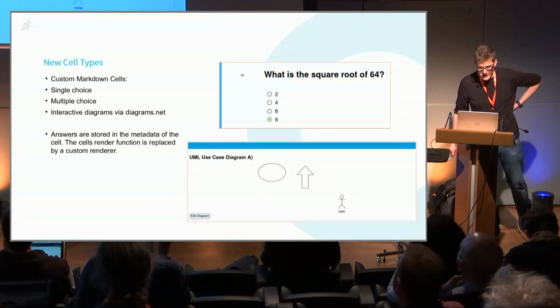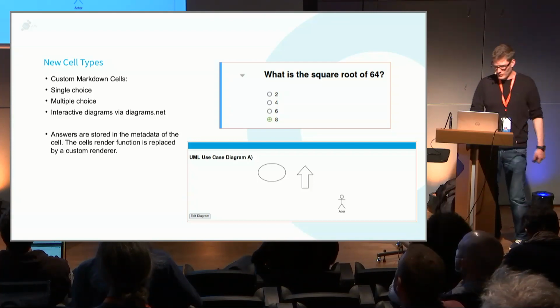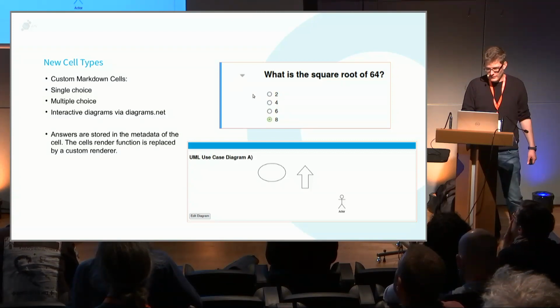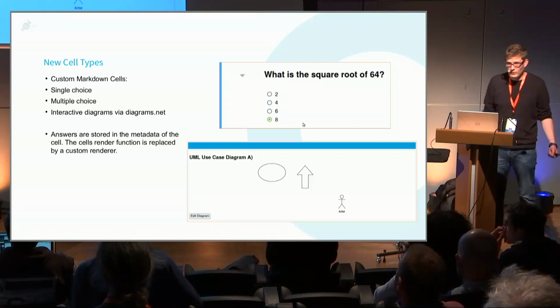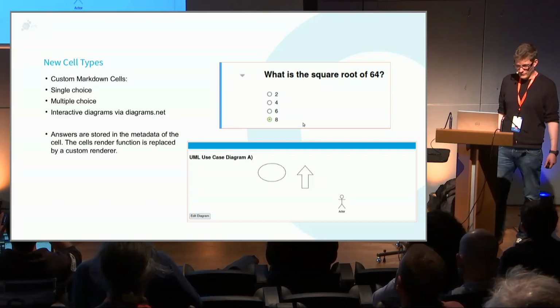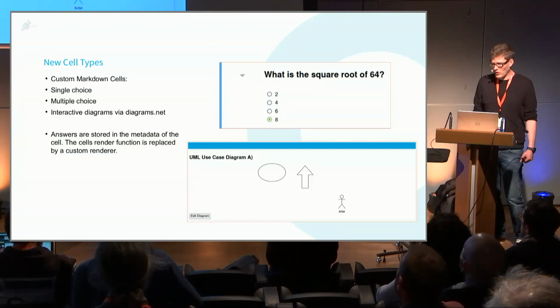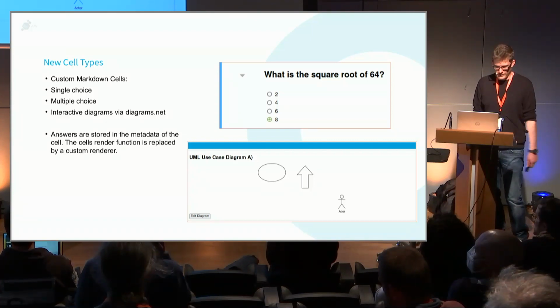Yeah, then let's dive into, for example, new cell types. So what you see here is we have, for example, a very boring single choice cell, which is rendered to the student like this. So it's right in the cell. We achieved this by using markdown cells, and we override the render function and store all the interesting information in the metadata of the cell.